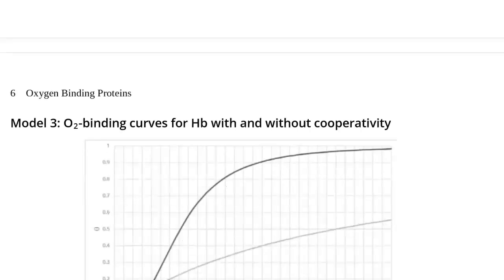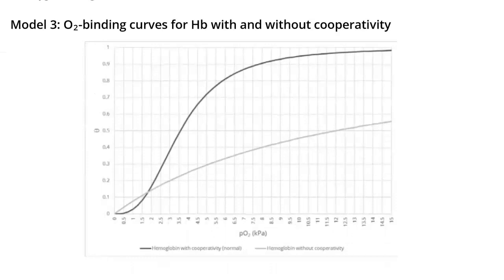We have one more model. Oxygen binding curves for hemoglobin with and without cooperativity. So this is a new terminology for us, cooperativity. Remember that hemoglobin has 4 subunits. Cooperativity means that one subunit binding affects in a cooperative way the other subunits also to bind. That's what cooperativity means. In terms of this diagram, the dark line is the cooperative curve and the lighter line is the curve without cooperativity.